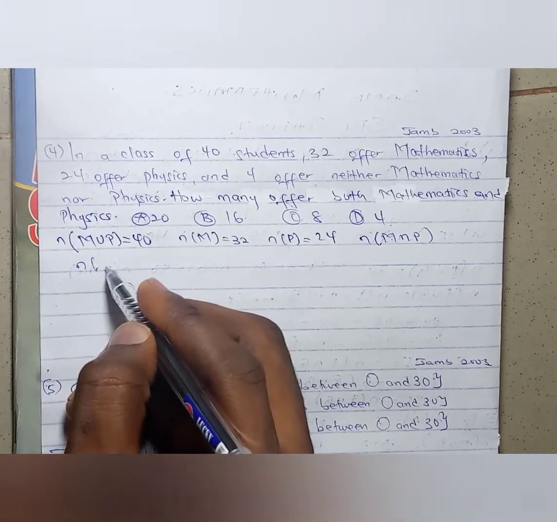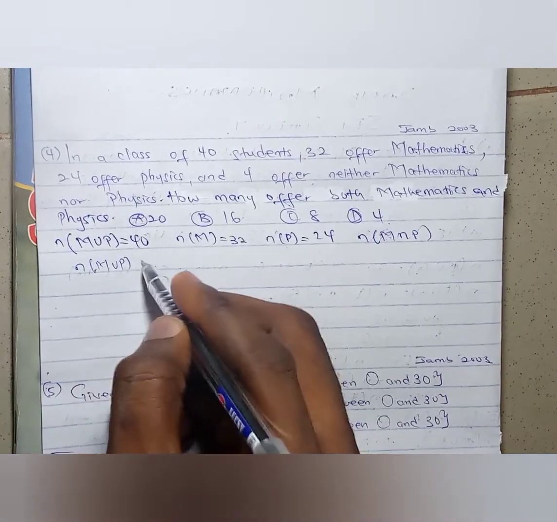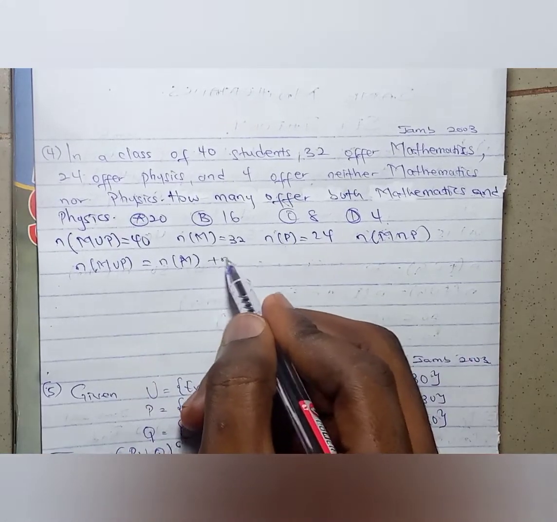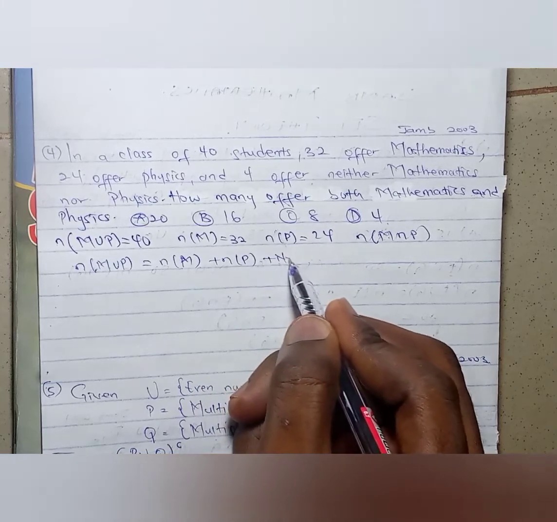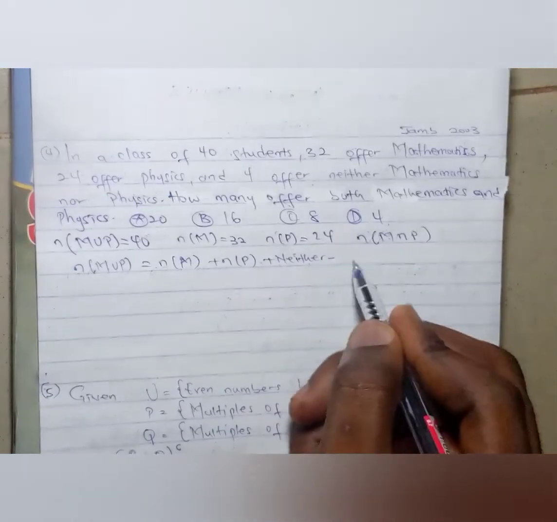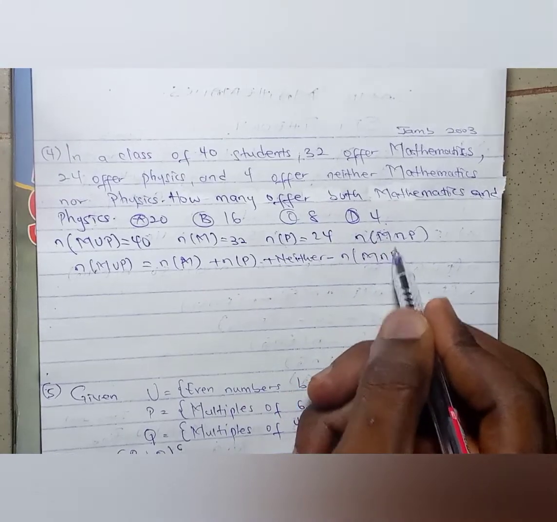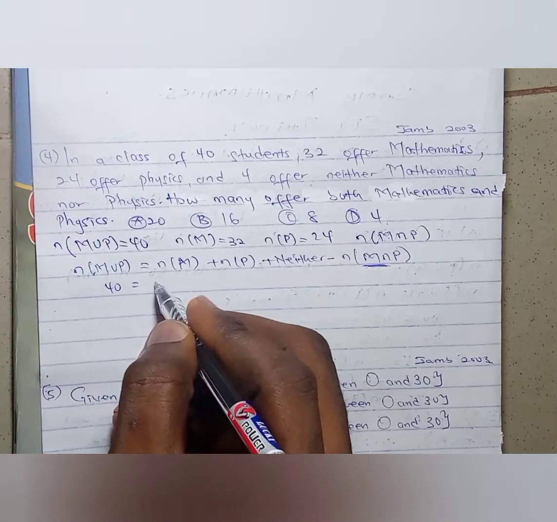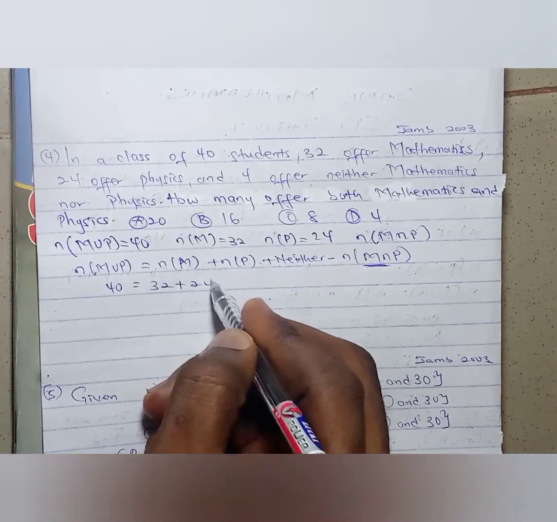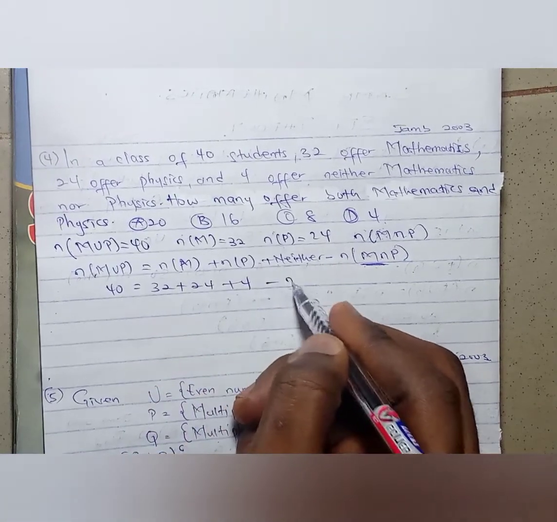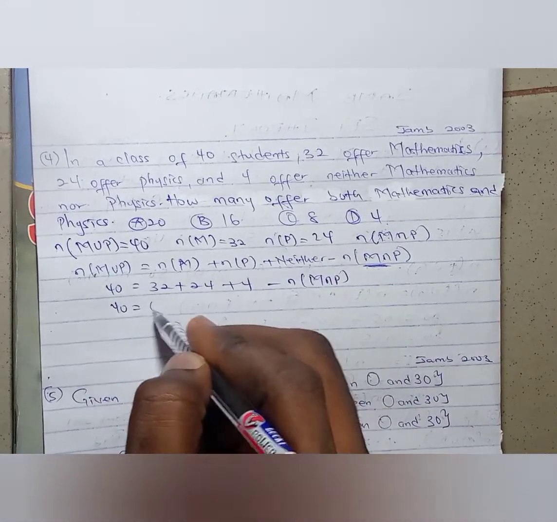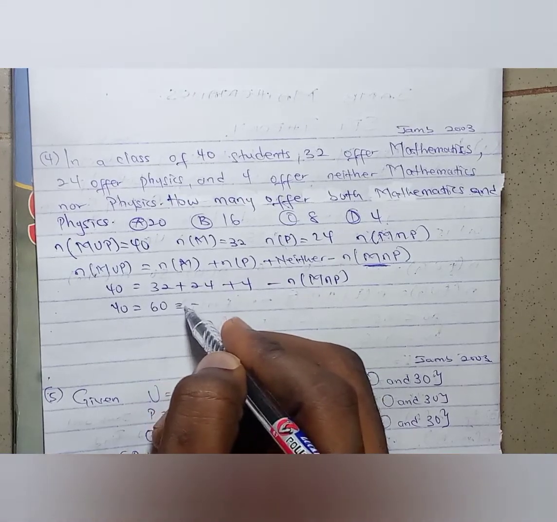So mathematics, physics plus neither math nor physics, minus what? The intersection between math and physics, which is both math and physics. So 40 is equal to 32 plus 24 plus 4 minus the intersection between math and physics. So 40 is equal to what? This gives me 60. Sorry, yes, minus.